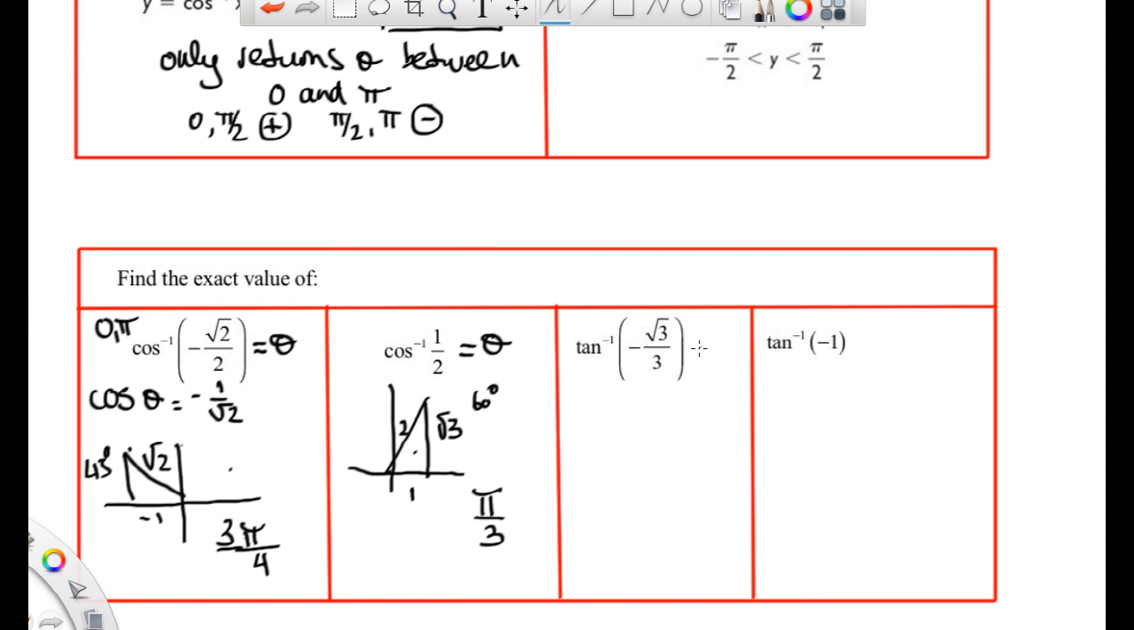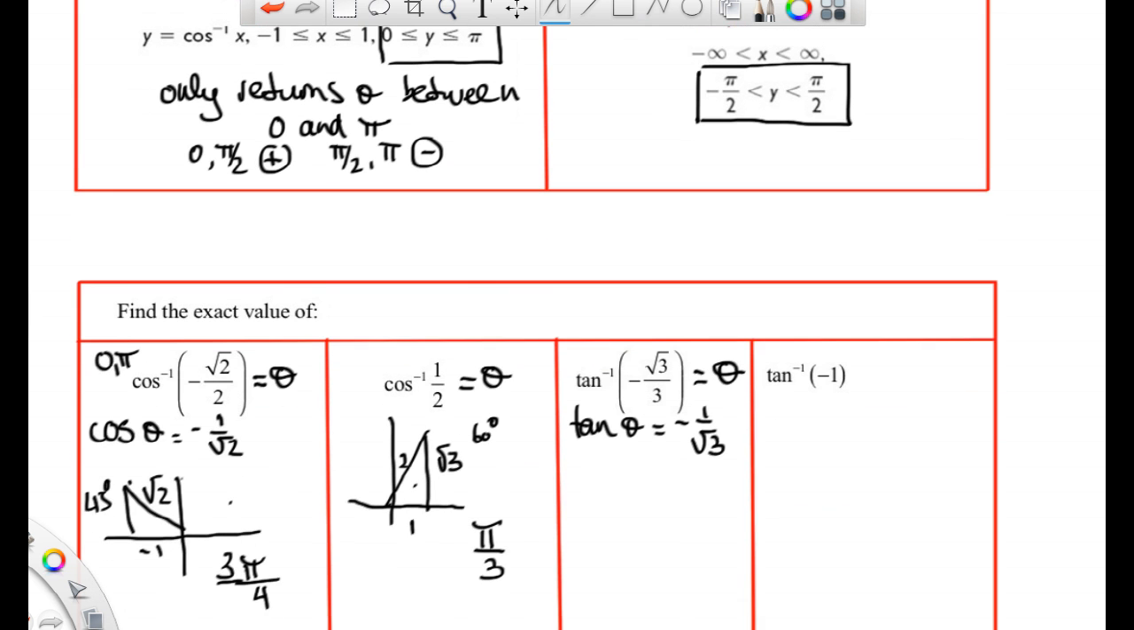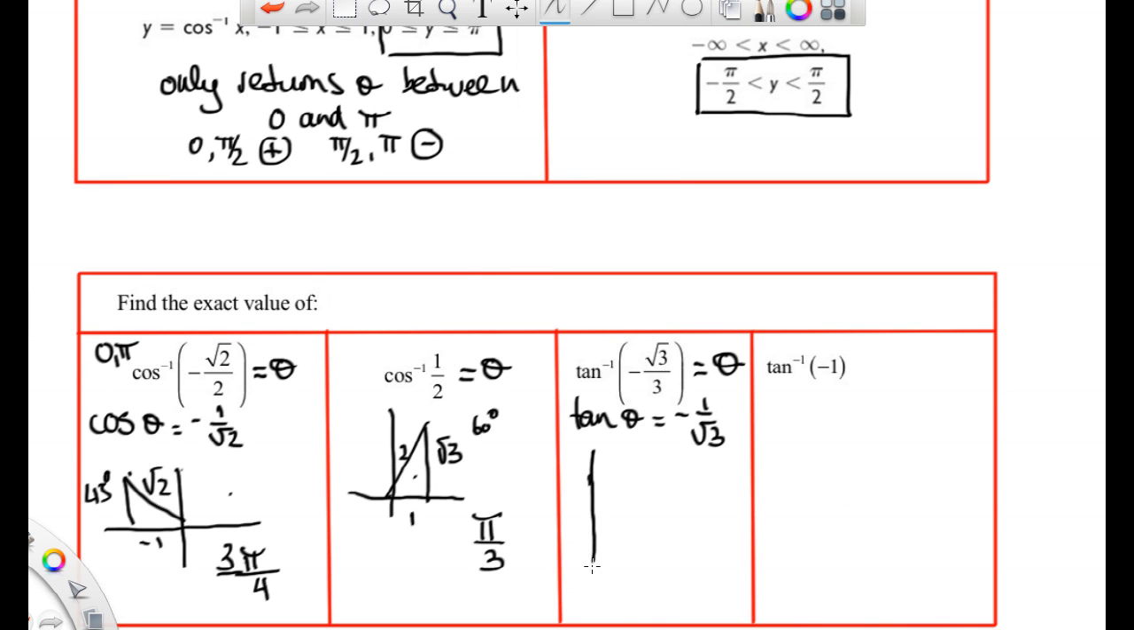Next one, tangent. So this returns an angle. So it means that the tangent of the angle should be a negative 1 over the square root of 3 as well. So tangent would be negative if I'm in quadrants. Maybe I didn't really point this out, but you need to be between negative pi over 2 and pi over 2. For the tangent to be negative, then you need to be in quadrant 4, right?